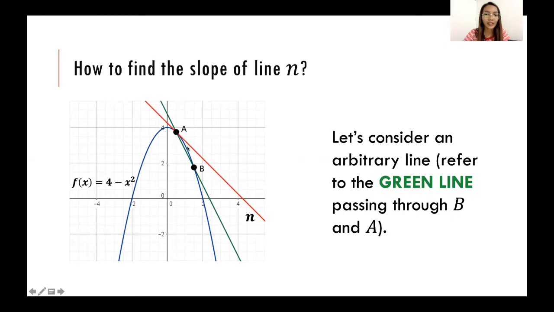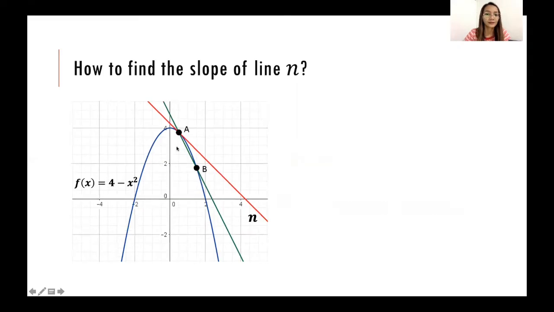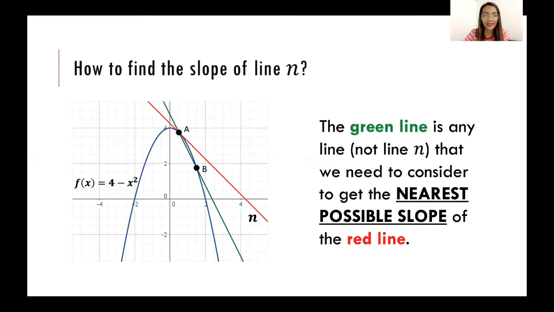Now we have an arbitrary line, the green line here, passing through point A and point B. Let's consider this green line. The green line is any line which is not line n, right? That we need to consider to get the nearest possible slope of the red line. So we are going to use the green line to find the slope of the red line.